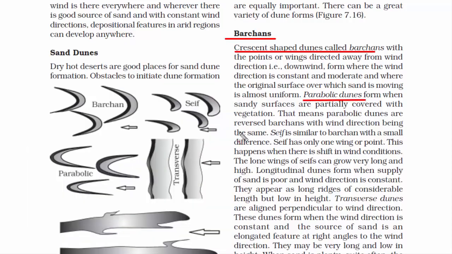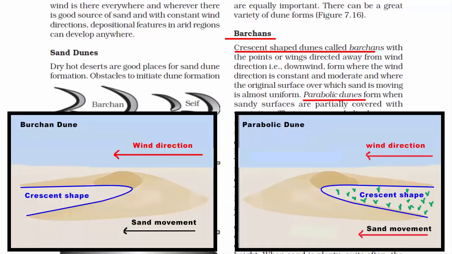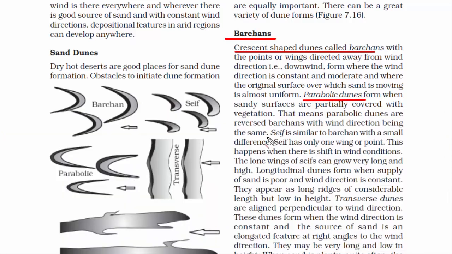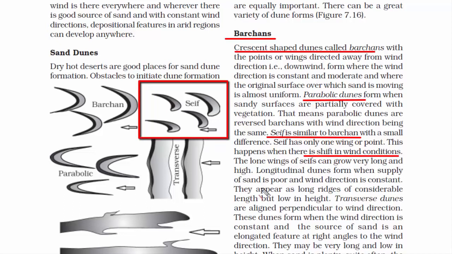There is another sand dune called parabolic dunes. Parabolic dunes are formed when sandy surfaces are partially covered with vegetation. That means parabolic dunes are reversed barchans, with wind direction being the same. There is one more dune which is called seif. Seif is similar to barchan with a small difference. Seif has only one wing or point. Have a look at this pic. This is what seif looks like. This happens when there is a shift in wind condition.